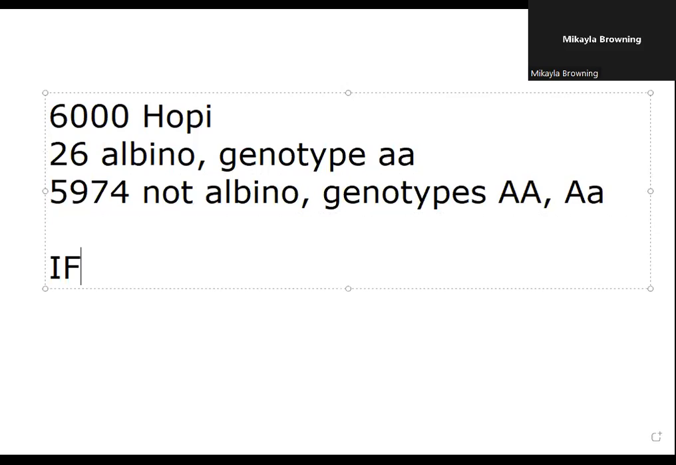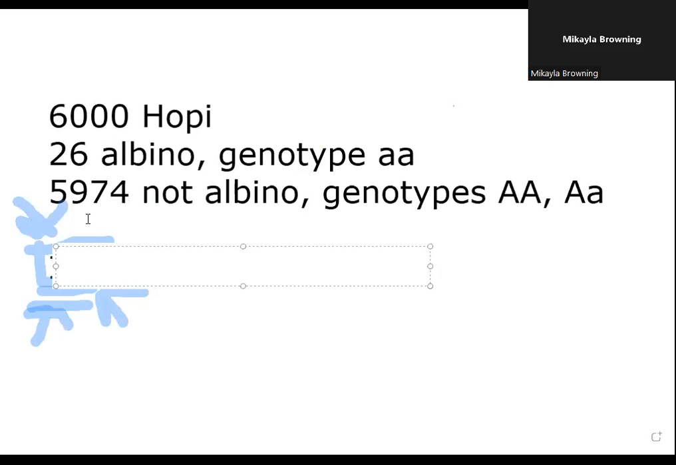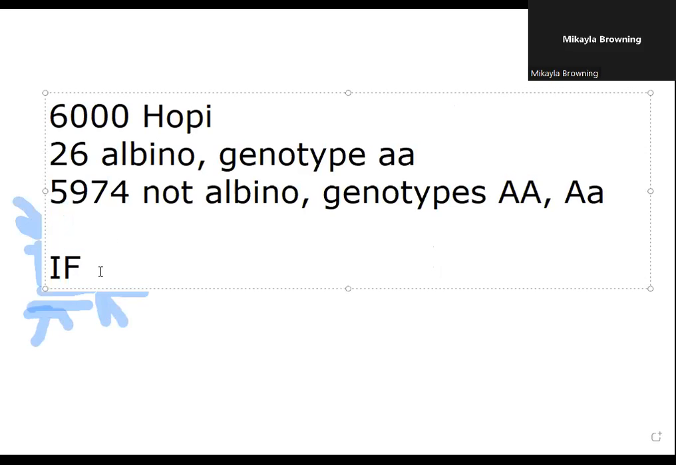If, that's a big if, for you. Draw some arrows to emphasize that big if. Okay. If we are in Hardy-Weinberg equilibrium conditions, then the frequency of the homozygous recessive genotype is equal to Q squared.